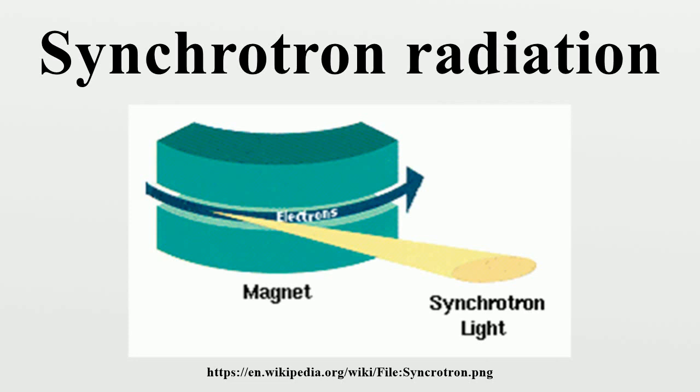Pulsar wind nebulae. A class of astronomical sources where synchrotron emission is important is the pulsar wind nebulae, aka plerions, of which the Crab Nebula and its associated pulsar are archetypal.